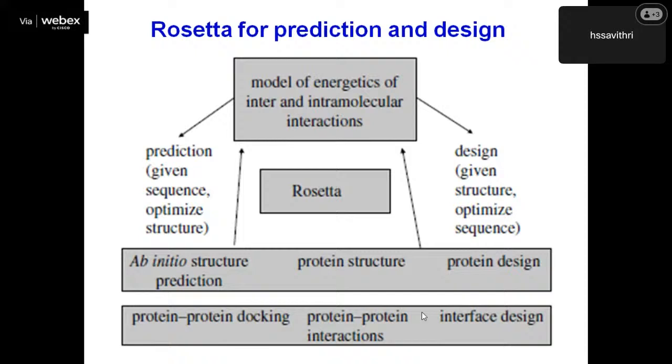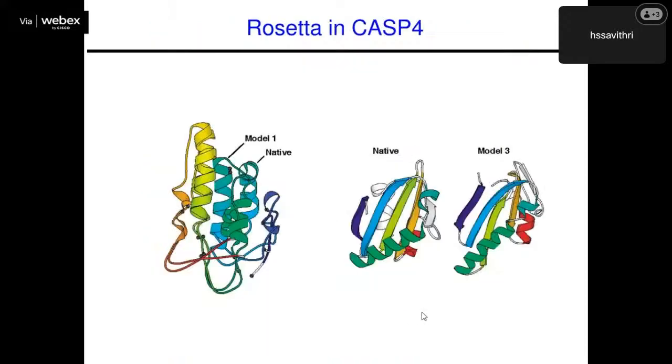Rosetta can address both the prediction problem and the design problem. There are some more details below, but I don't have time to go into that. But I will show you some of them.